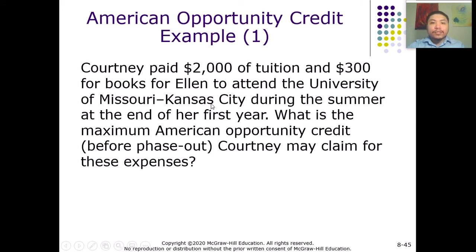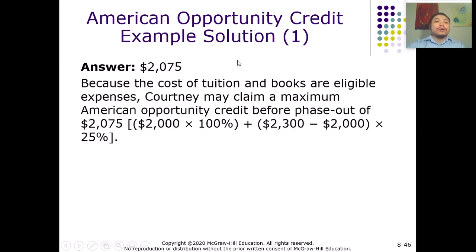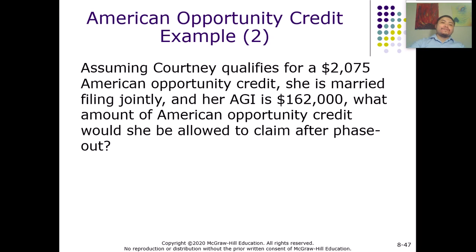Since Courtney is paying pretty much $2,300 for her daughter to go to school, for the first $2,000 she can claim the whole amount. But for the $300 she can only claim 25% of that $300. So in total, before considering any phase-out structures, Courtney can claim $2,075 of tax credit for the American Opportunity Credit Program. And then let's assume that her AGI is $162,000.